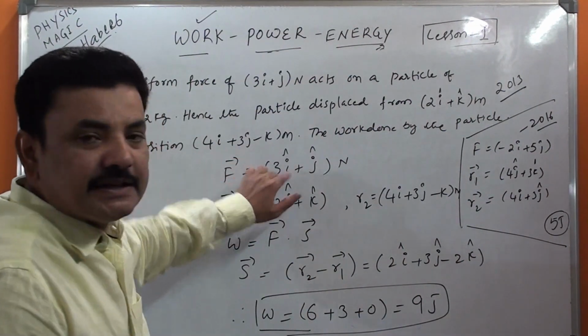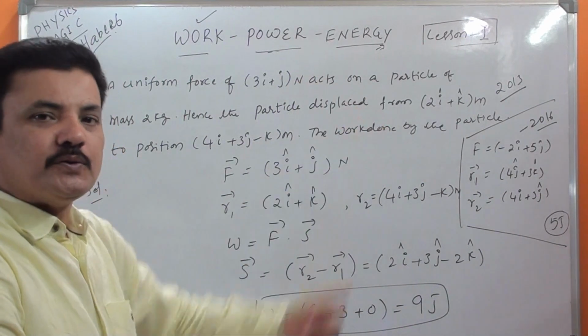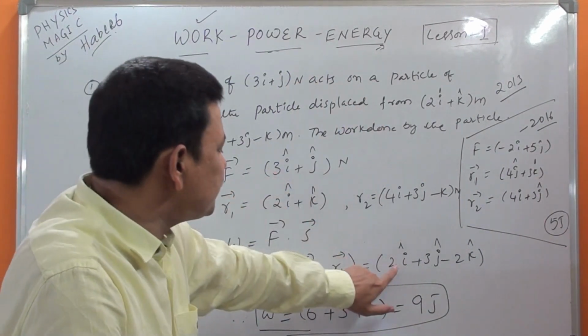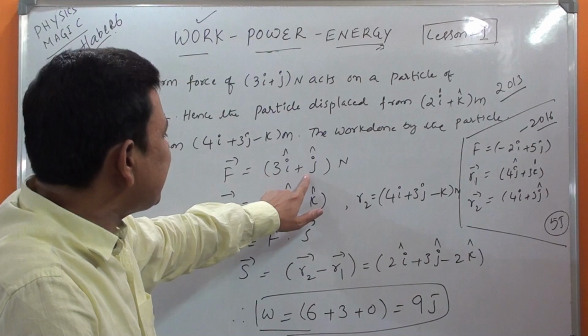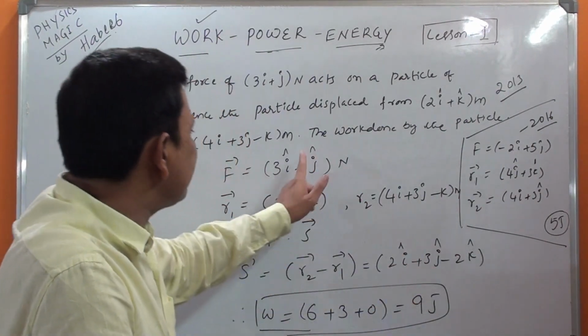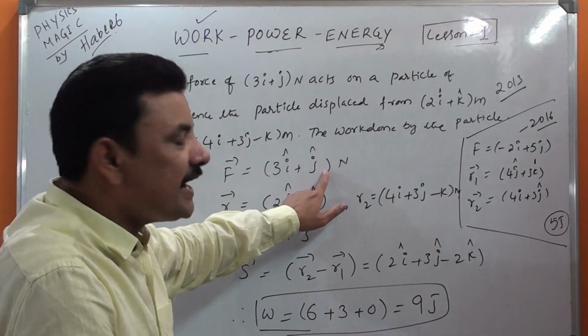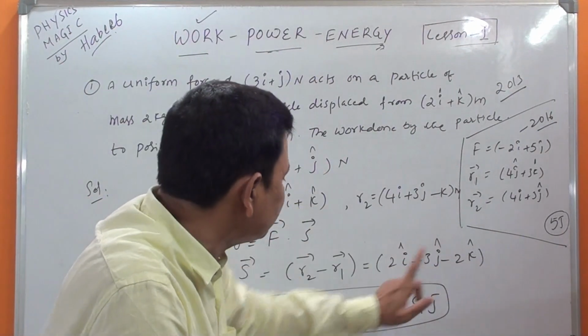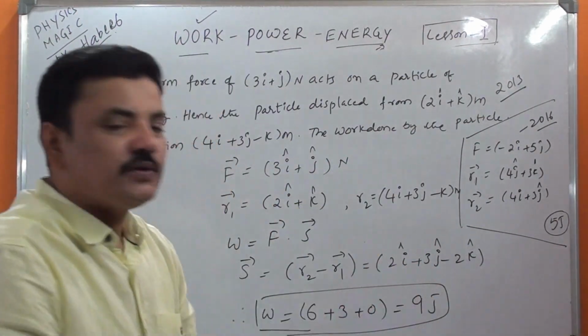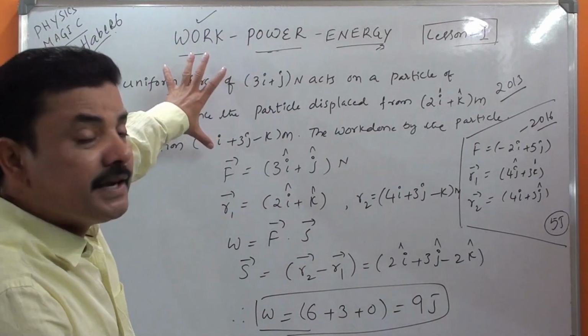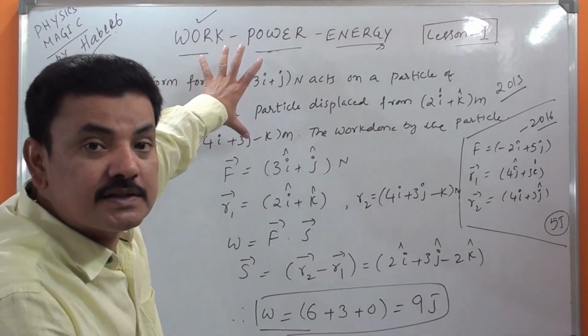You know well the dot product, I already explained how to do the dot product. So 3 into 2, 6. Here j is 1, here j is 3. 1 into 3 is 3. So the k term is 0 here. 0 into this one, 0. Then if you add this, you get 9 joule. How simple it is. It is worth 4 marks.